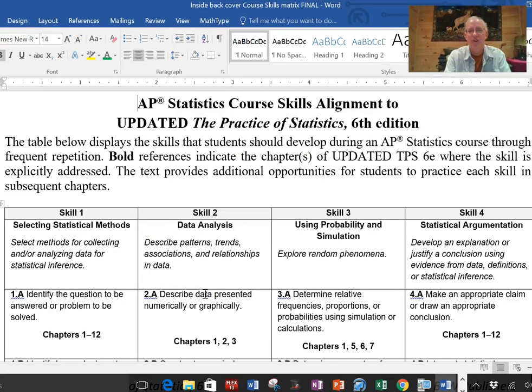So here's a little snapshot of the inside back cover of the student edition that shows you the alignment of each of the skill categories and each of the individual skills across the chapters of updated TPS 6.